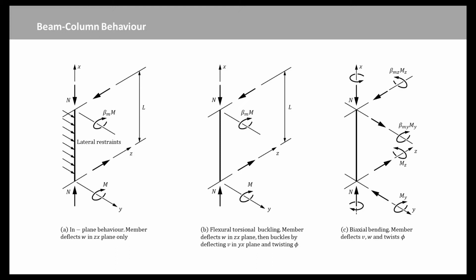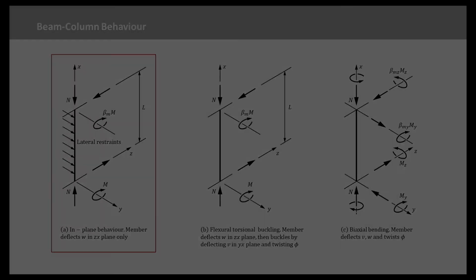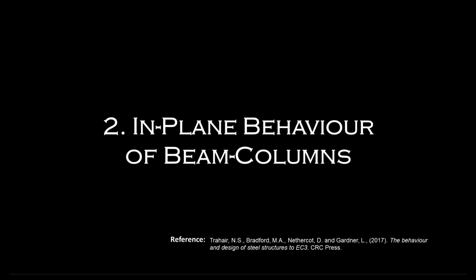However, more generally, a beam column may be bent about both principal axes, as shown in Figure C. This biaxial bending, which commonly occurs in three-dimensional rigid frames, involves interactions of beam bending and twisting with beam and column buckling. In this video, the in-plane behavior of isolated beam columns will be discussed. Next, we will introduce the elastic beam columns.